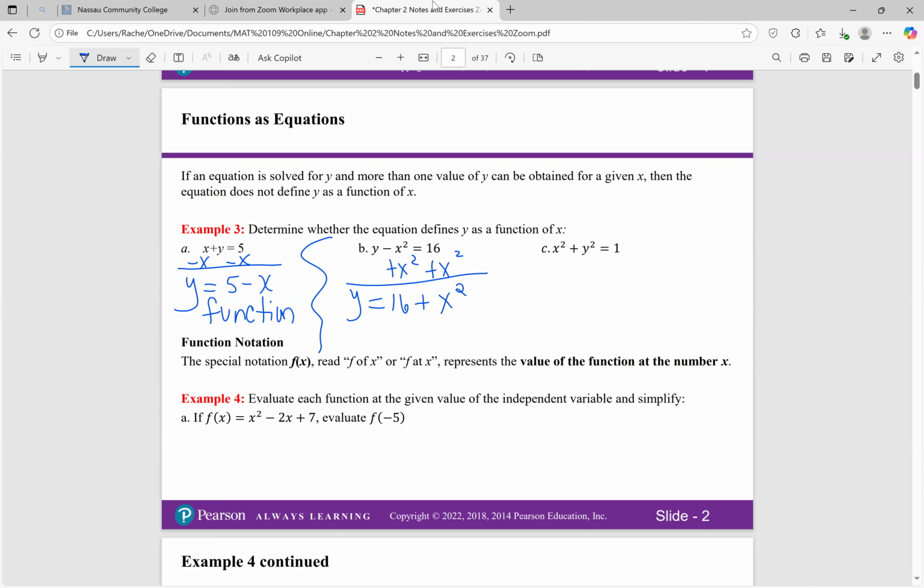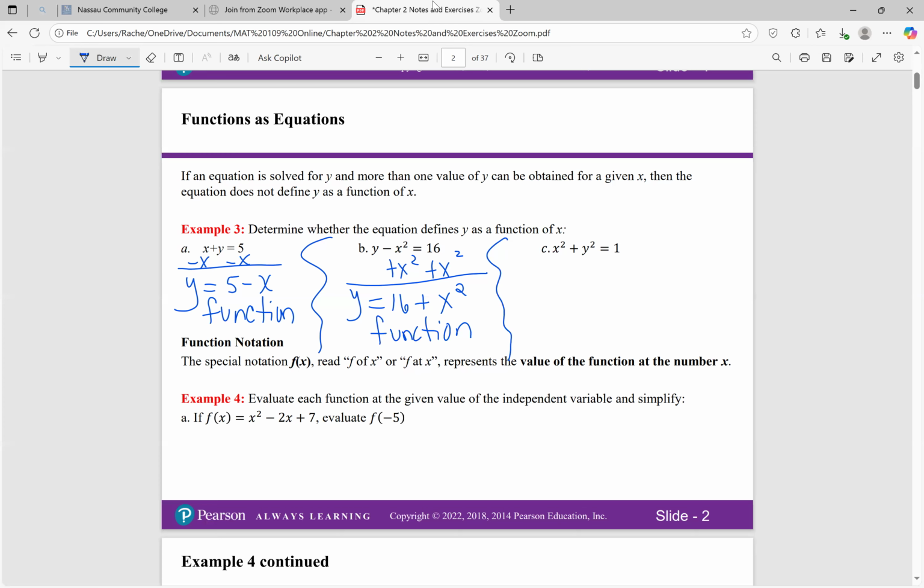That's just one value of y. So no matter what value I plug in for x, I'm going to square it and add it to 16, but it's only going to give me one value of y. So again, y would be a function of x in this case, because for every x, it only corresponds to one y.